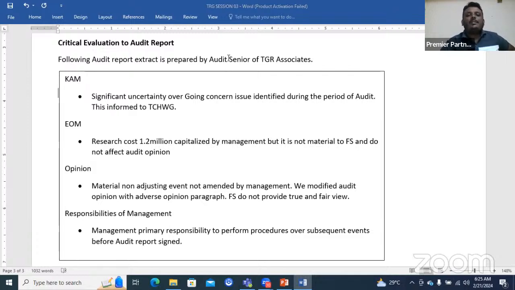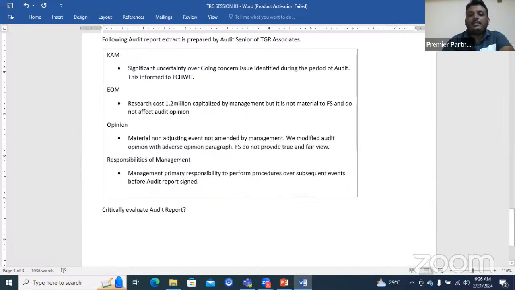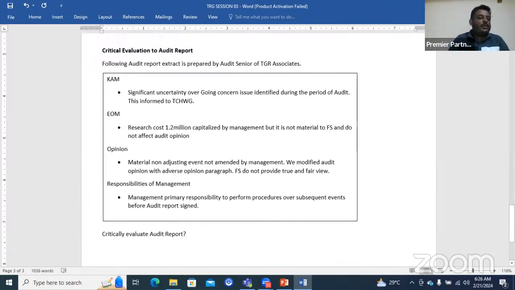This type of extract will be provided to you in your exam. So I created an extract here. Now, critically evaluate. What is the question? The question is: critically evaluate this audit report. Do this question. I'll give 5 minutes. An audit report extract is given here. Critically evaluate this report.